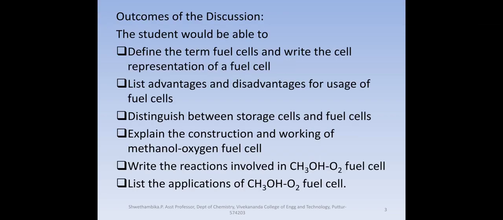The outcomes of the discussion could be listed as follows. After the session, the student would be able to define the term fuel cell and write the cell representation of a fuel cell, list advantages and disadvantages for the usage of fuel cell as an energy source, distinguish between storage cells and fuel cells, explain the construction and working of methanol oxygen fuel cell, write the reaction involved in methanol oxygen fuel cell, and list the application of methanol oxygen fuel cell.